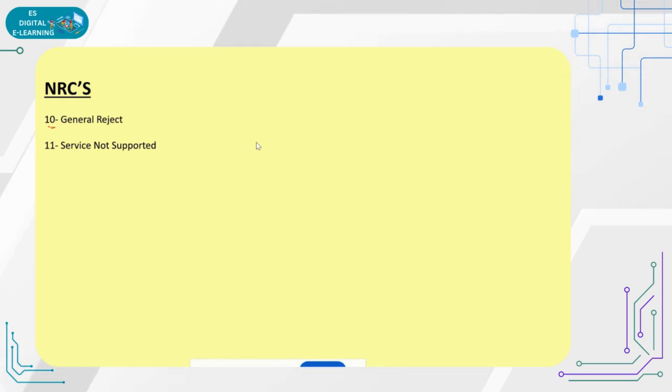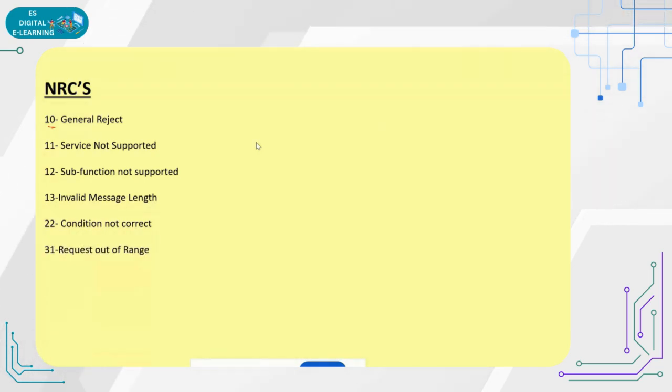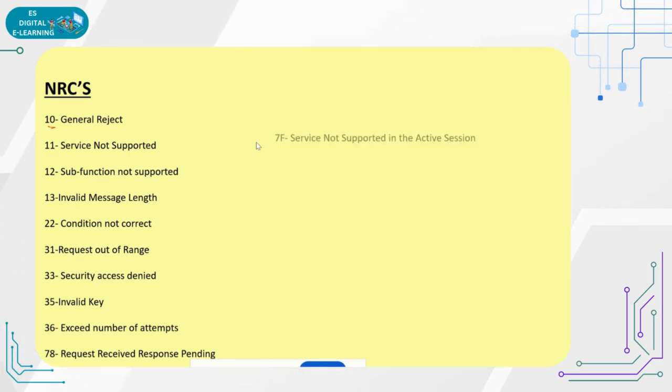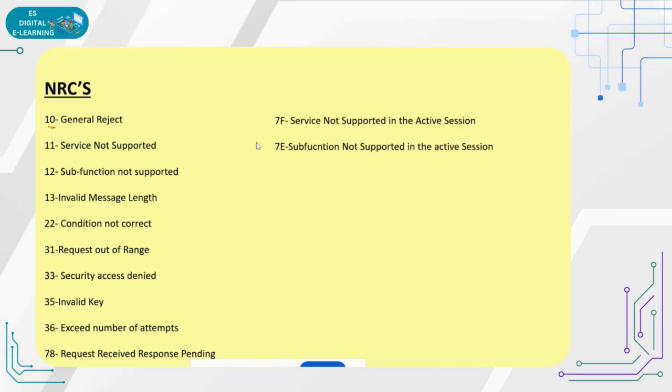11 is service not supported. 12 is subfunction not supported. 13 is invalid message length. 22 is condition not correct. 31 is request out of range. 33 is security access denied. 35 is invalid key. 36 is exceeded number of attempts. 78 is request sequence pending. 7F is service not supported in active session. 7E is subfunction not supported in active session. So these are some important ones.